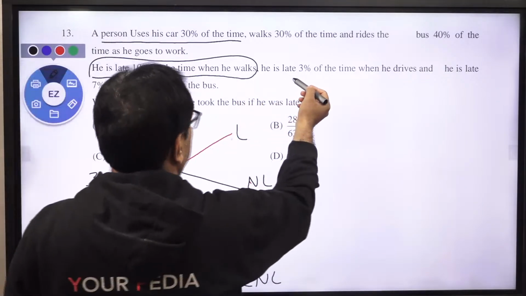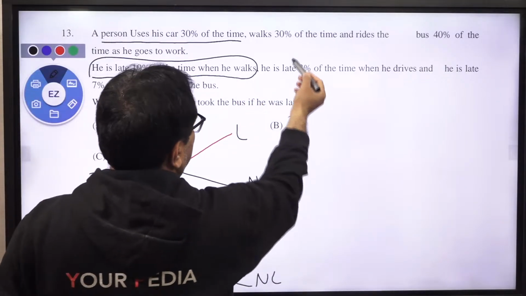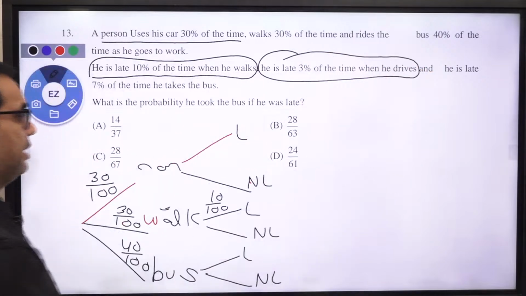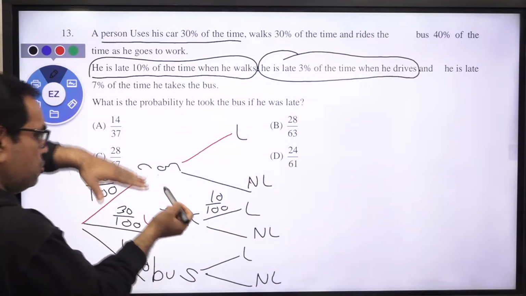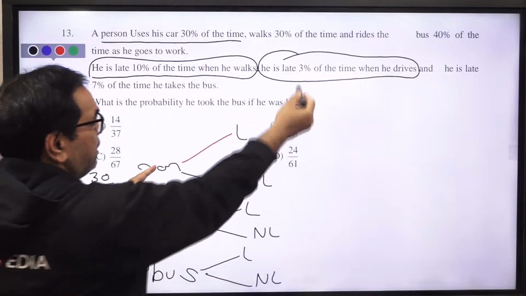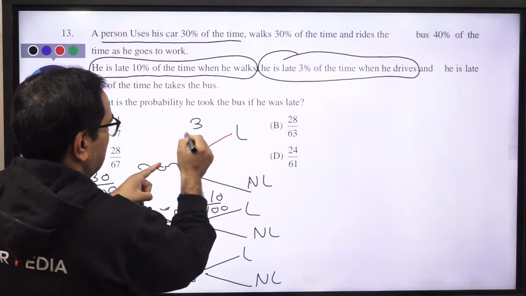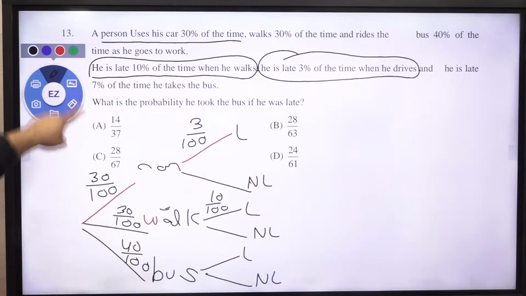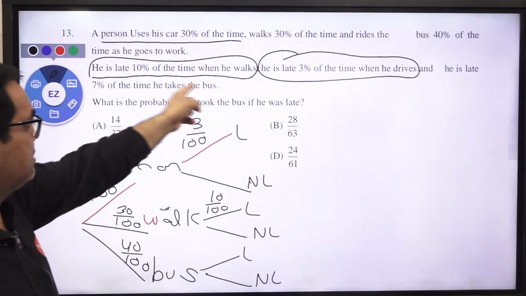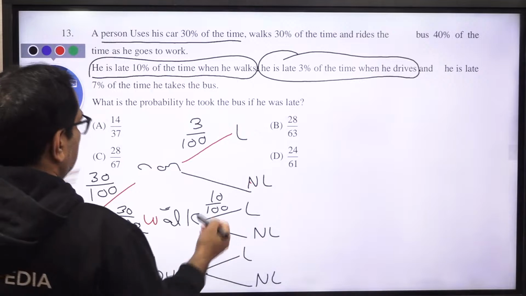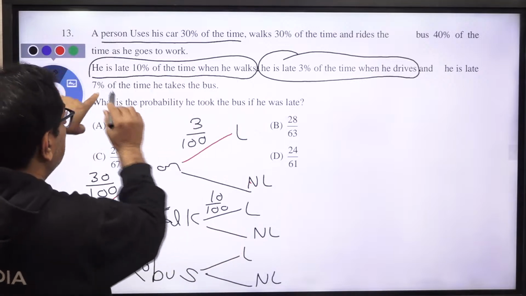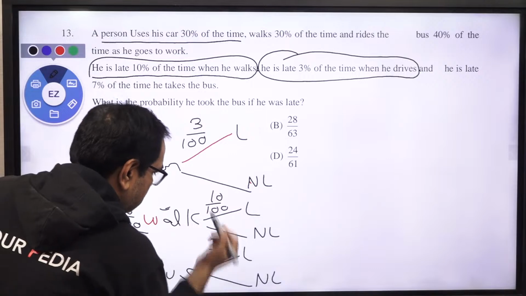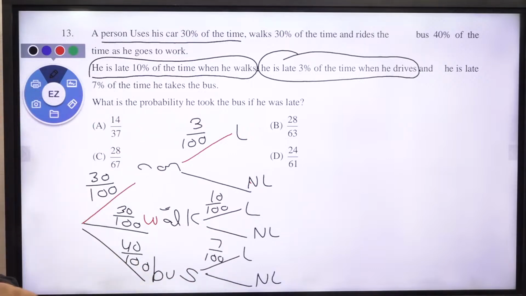He is late 3% of the time when he drives the car. ओके, ड्राइव्स मींस कार को ड्राइव करता है। सो अगर वो कार डिसाइड कर चुका है जाने के लिए, तब लेट होने की प्रोबेबिलिटी क्या होगी रैंडम डे, 3 upon 100. ओके, एंड इफ ही इज गोइंग बाय बस, 7% ऑफ द टाइम ही टेक्स द बस। ओके, सो लेट होने की प्रोबेबिलिटी क्या है, ही इज लेट 7% ऑफ द टाइम व्हेन ही टेक्स बस, सो 7 upon 100. So this is the tree diagram of this problem which you can make easily.